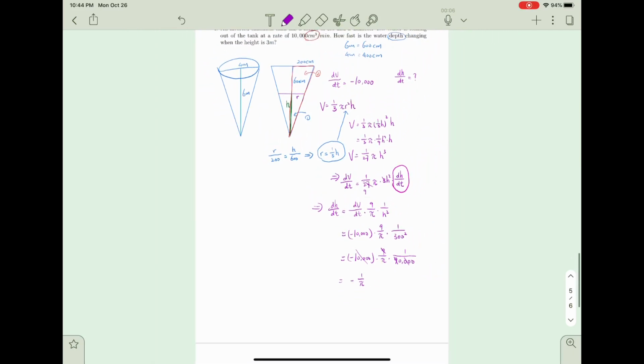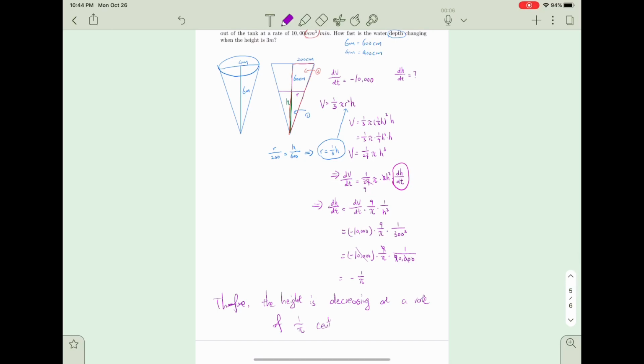Now let's make the conclusion. Therefore, the height is decreasing, since it's negative, at the rate of 1 over pi centimeters per second. Okay, so that is the conclusion.